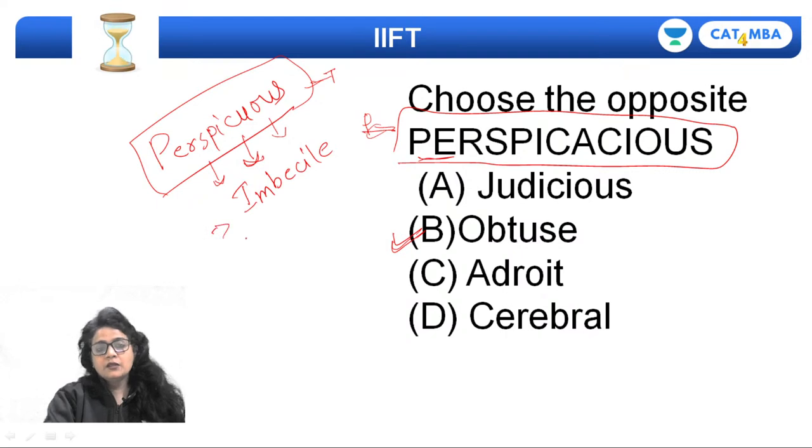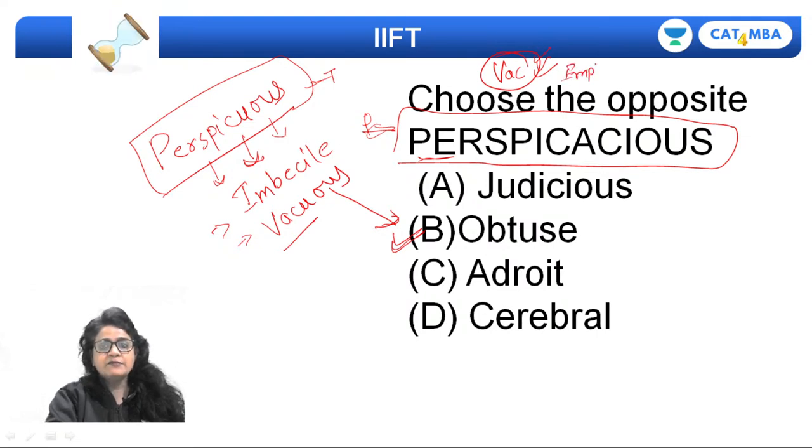Or somebody who is vacuous. Obtuse is somebody who is dim-witted. Okay? Stupid, idiot. So vacuous comes from the root word VAC. So vacation, vacuum, evacuate, empty. Okay? Root word is VAC, that means empty.